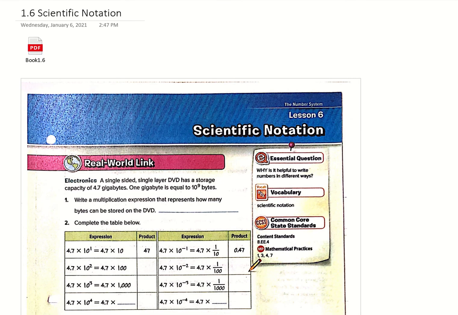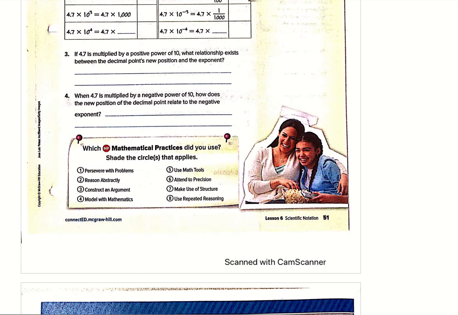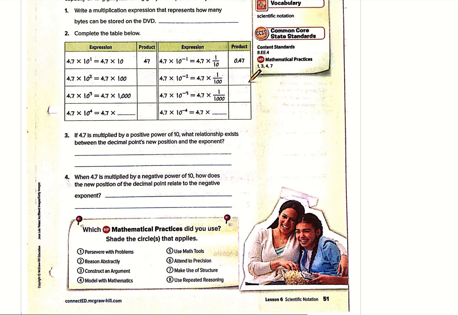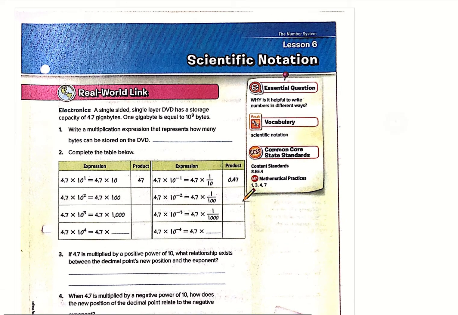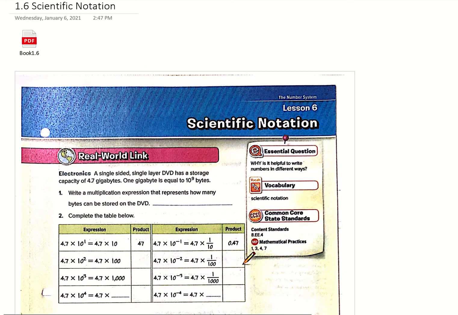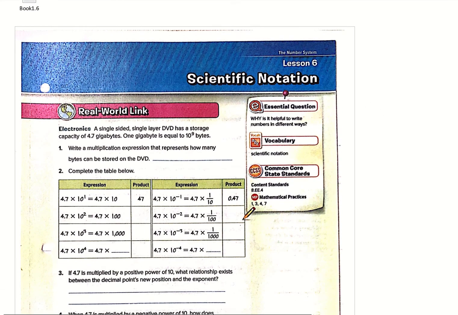Today we're going to start with 1.6, which is scientific notation. As you can see, we're backtracking a little bit in your book. This is actually towards the beginning of your book, on page 51. So we will go ahead and get started on it.